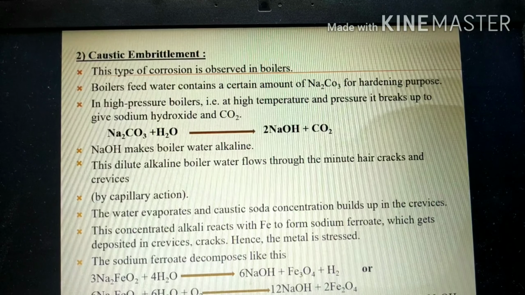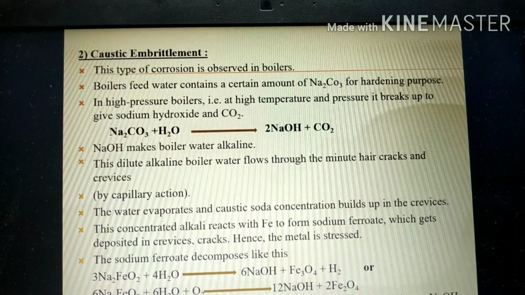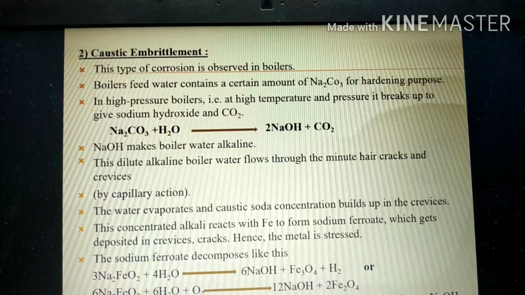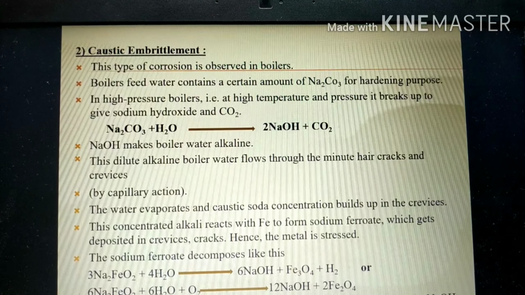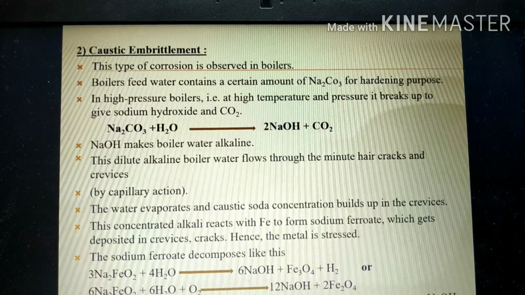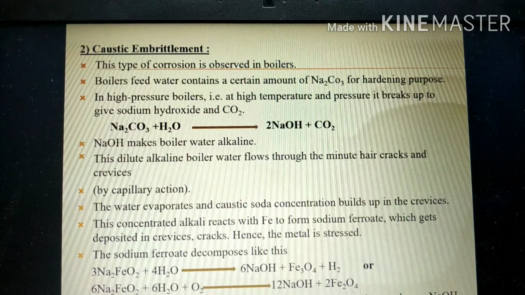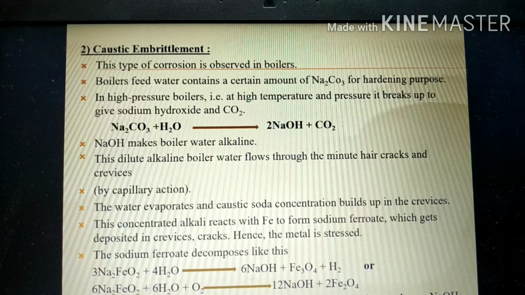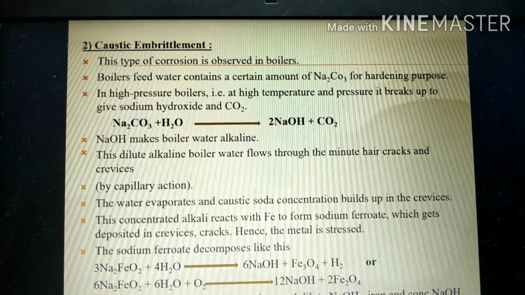Hence the metal gets stressed at that portion. So the sodium ferroate decomposes like this: when it reacts with water, it forms sodium hydroxide and ferric oxide. When the same sodium ferroate reacts with water and oxygen, it forms sodium hydroxide and ferrous oxide.